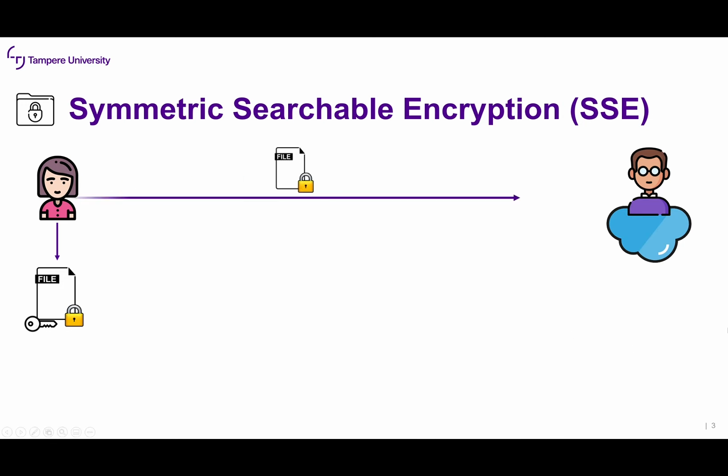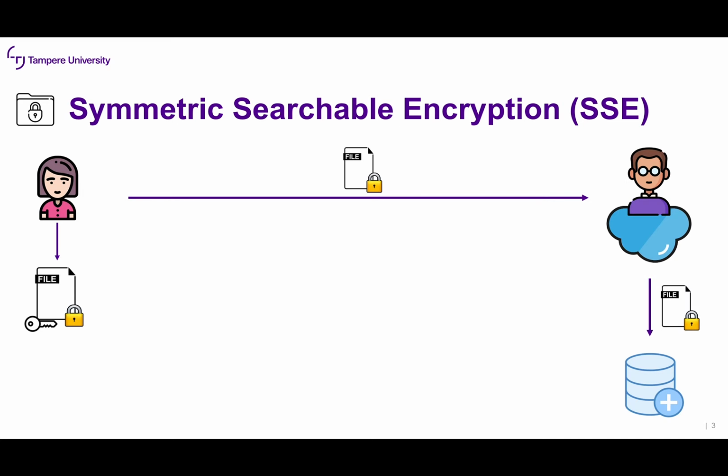Now, the idea of symmetric searchable encryption is that Alice will contact Bob and send him the encrypted version of her files. The only thing that Bob can do with that file is store it in his local storage resource, because he doesn't have access to the symmetric key that was used by Alice to encrypt her data. So upon reception, Bob will just get that encrypted file and store it in his local database.